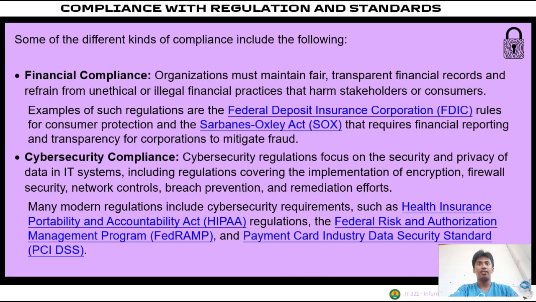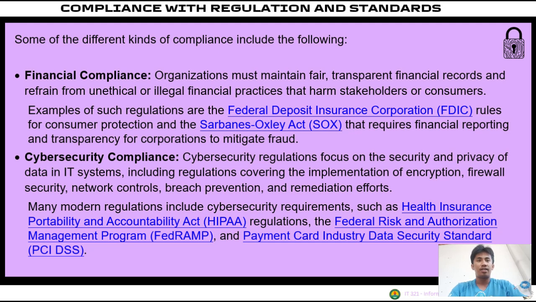Some of the different kinds of compliance include the following. Number one is financial compliance. Organizations must maintain fair, transparent financial records and refrain from unethical or illegal financial practices that harm stakeholders or consumers. Examples of such regulations are the Federal Deposit Insurance Corporation or FDIC rules for consumer protection and the Sarbanes-Oxley Act or SOX that requires financial reporting and transparency for corporations to mitigate fraud.